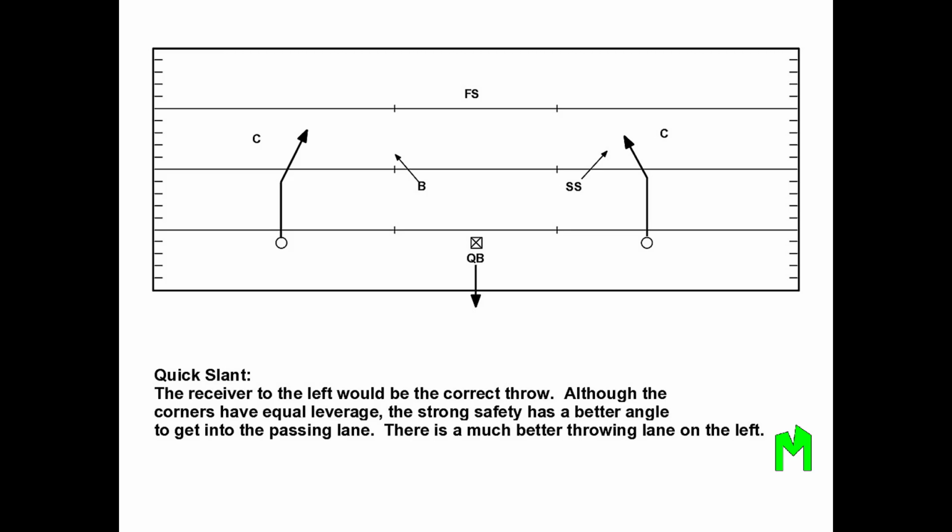Looking at the quick slant, both corners have similar leverage, but the strong safety's angle on the right side creates a potential passing lane disruption. On the left, the throwing lane is clearer because the strong safety is less likely to interfere. This means the left receiver is the better option, even though corner leverage is equal. It's a great example of how secondary defenders beyond the corners influence the QB's decision-making and route selection.